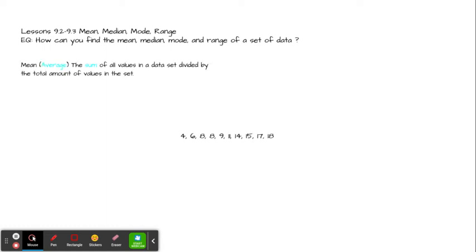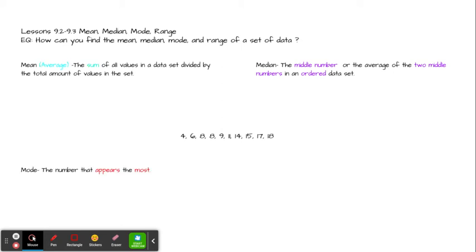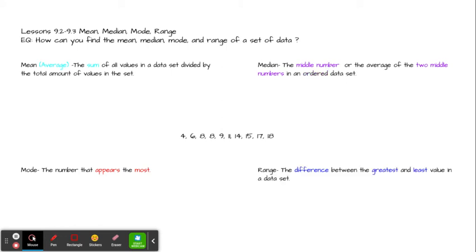So let's begin with mean. Mean is the average or the sum of all values in a data set divided by the total amount of values in the set. Next, we have median, which is the middle number or the average of two middle numbers in an ordered data set. And I'll show you what that means a little later. Mode, the number that appears the most. And lastly, range is the difference between the greatest and least value in a data set.